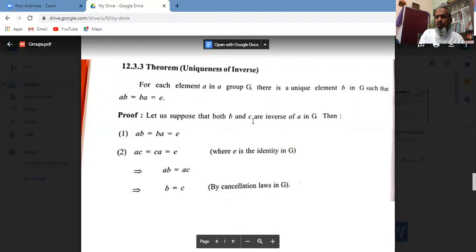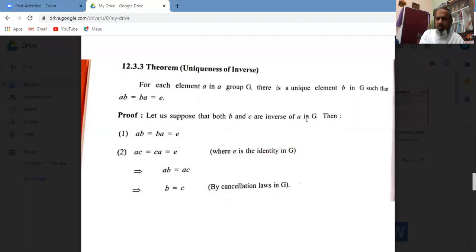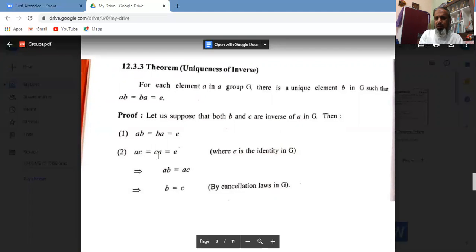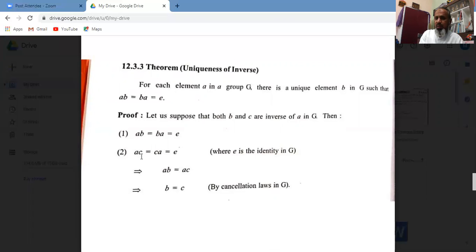Similarly, we have assumed that C is also the inverse of A. If C is the inverse of A, then by the definition of the inverse property, A star C is equal to C star A is equal to E, because C is the inverse of A. So instead of writing A star C, we are writing AC. A into C is equal to C into A is equal to E. Now, what is E? E is the identity element in G.